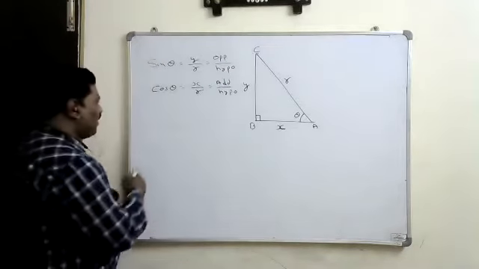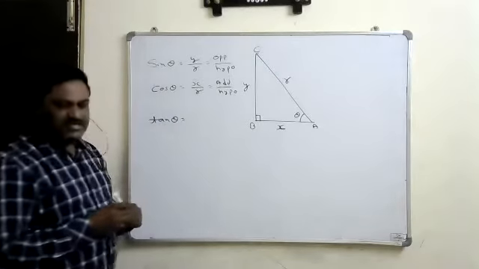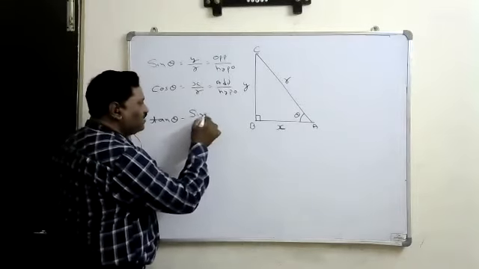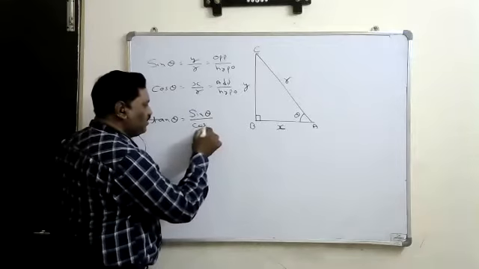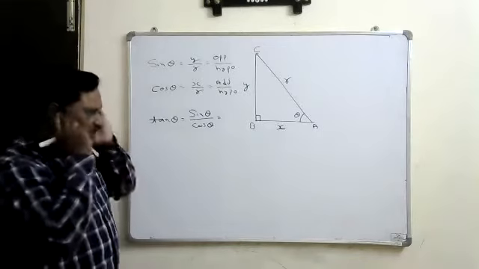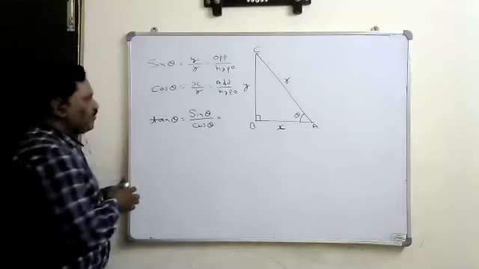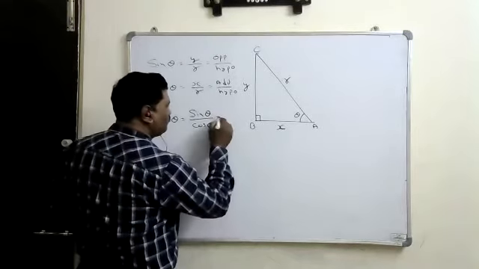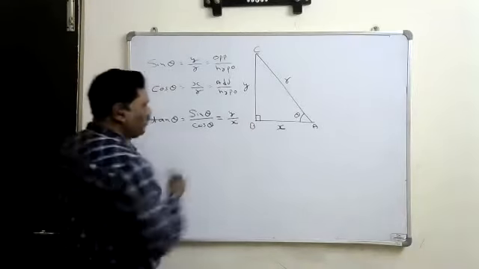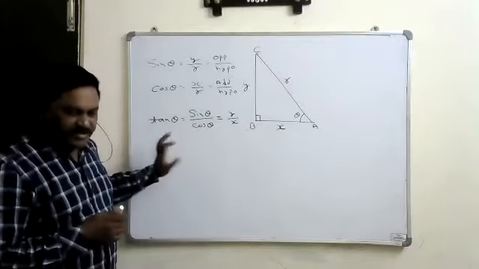Then the remaining functions: tan theta is defined as the ratio of sine and cos, so tan theta is sine theta upon cos theta. If you divide these two, what do we get? Opposite y side upon adjacent side, that is y by x. So that is tan theta.